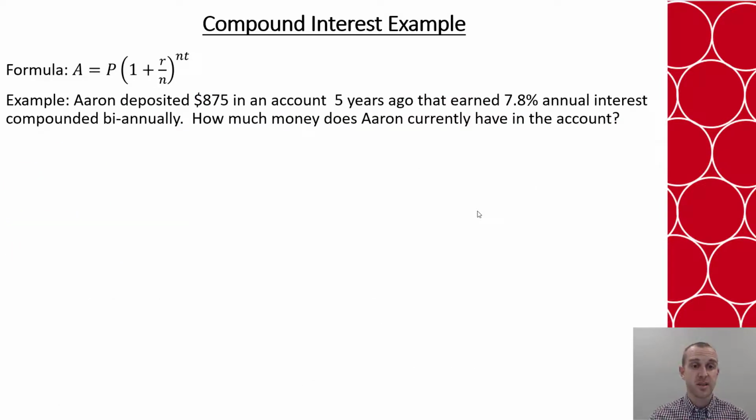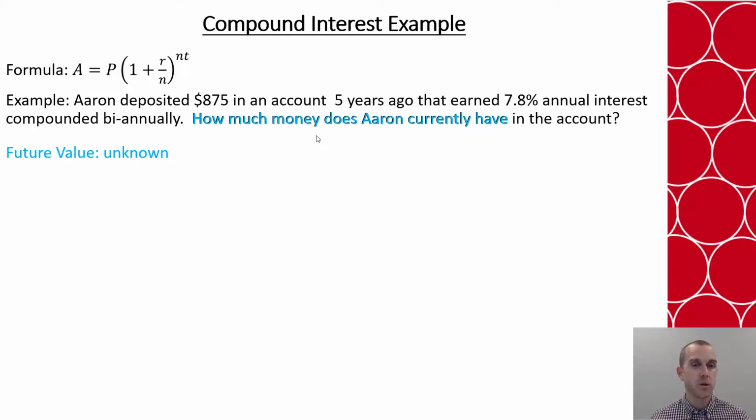Let's look at another example. Say that Aaron deposited $875 in an account 5 years ago that earned 7.8% annual interest compounded biannually. How much money does Aaron currently have in the account? So we're trying to determine this amount in the account that we technically call the future value, but in this case, it's that current value.